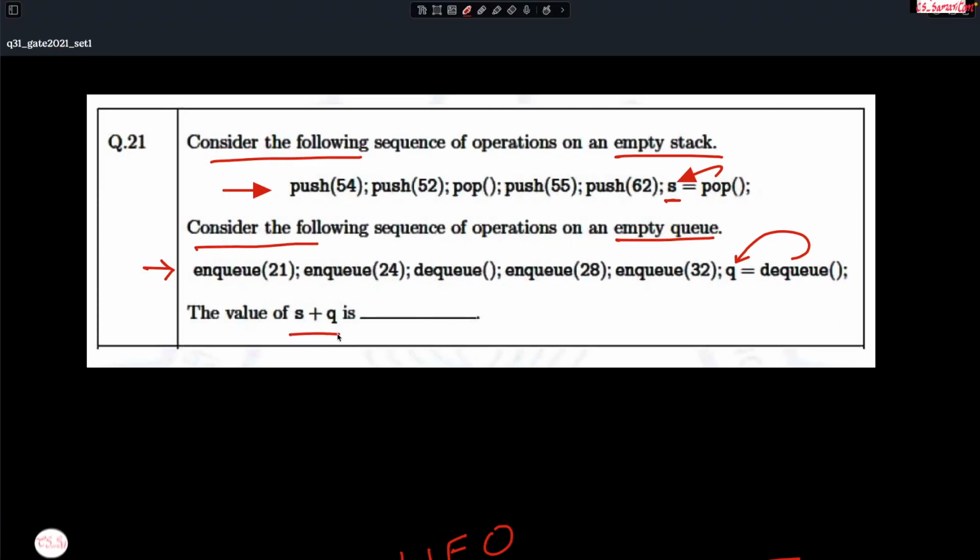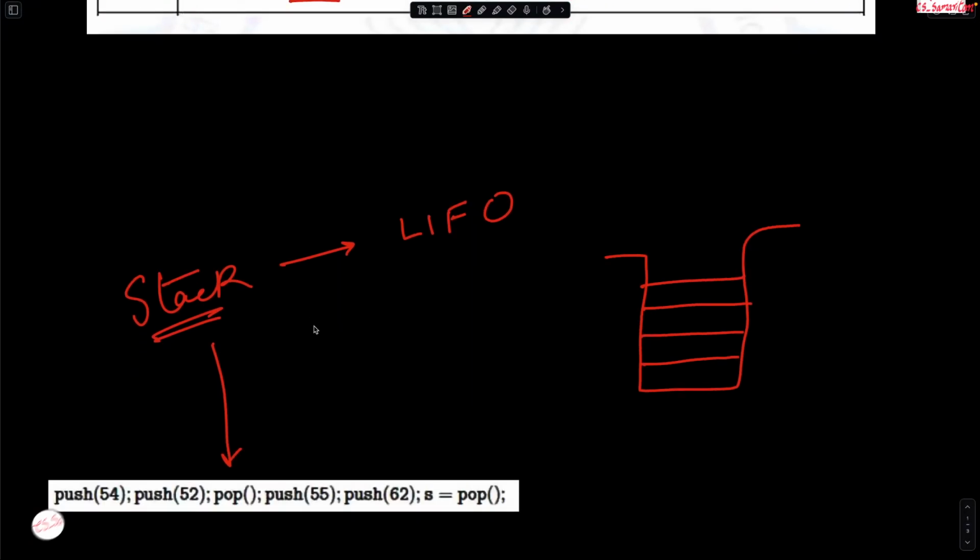The question is seeking from us a numerical value. This is a NAT type question, numerical answer type question, and over here S plus Q is the answer that they want from us. So it's a pretty straightforward question. If you know the concept of stack and queue, you can very easily solve it and get the marks. I'm going to do it so that you have a very good demonstration.